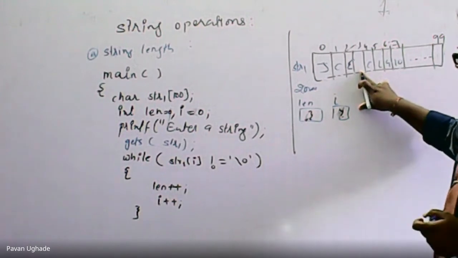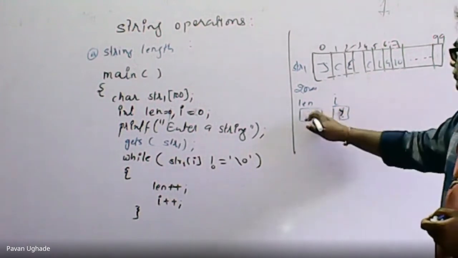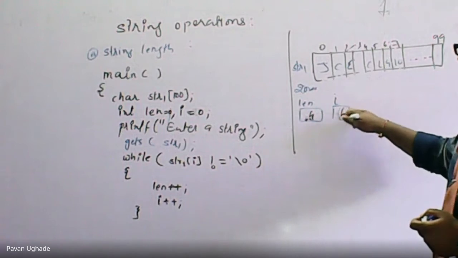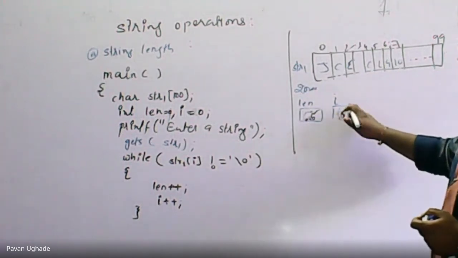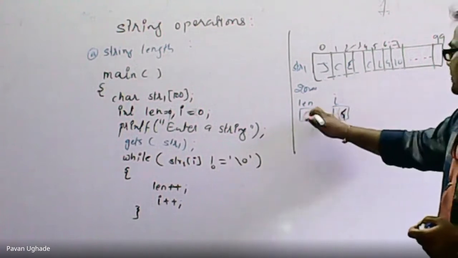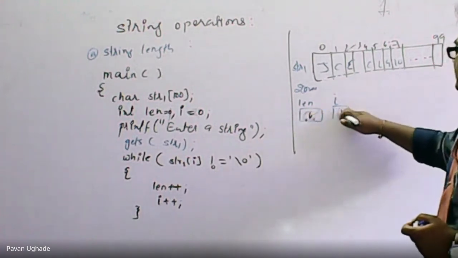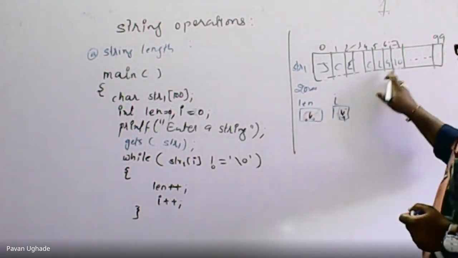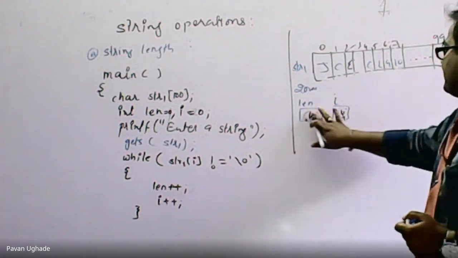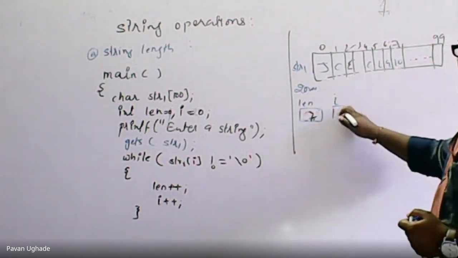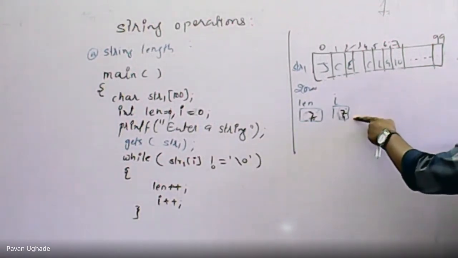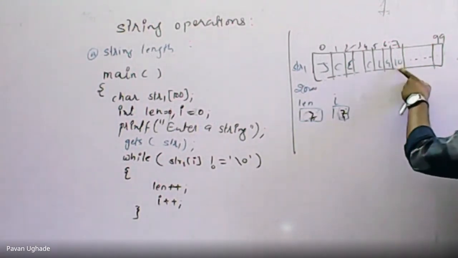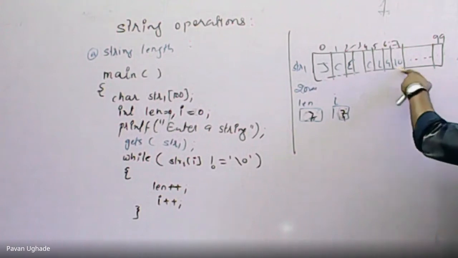Is it backslash 0? No, it is not, it is a space. So 4, check with the fourth one, C, no. Check with the fifth one, L, this is not a backslash 0. Check with the sixth, which is 5, then check with the seventh. Now at this time we will be counting the value of i, which by this time is 7. So str1 of 7, is it equal to backslash 0?